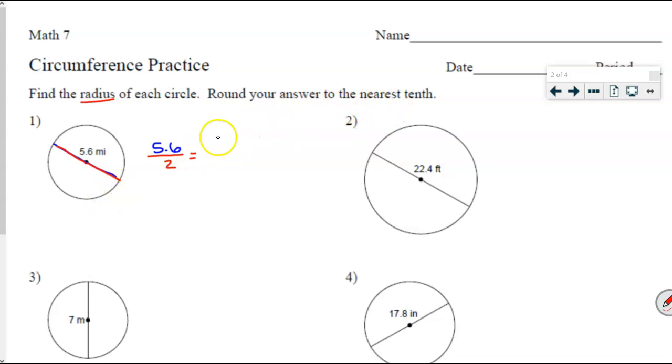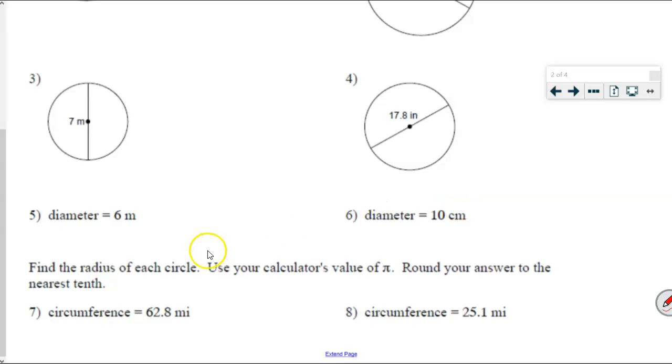Rounded to the nearest tenth, that is going to be, oh, I'm doing this in my head pre-coffee, so I'm going to say 2.8. Okay, 2.8, what is the measurement? Miles, right? Rounded to the nearest tenth. Don't forget your units. I'm going to let you do 2, 3, and 4. Take a look at 5 and 6.